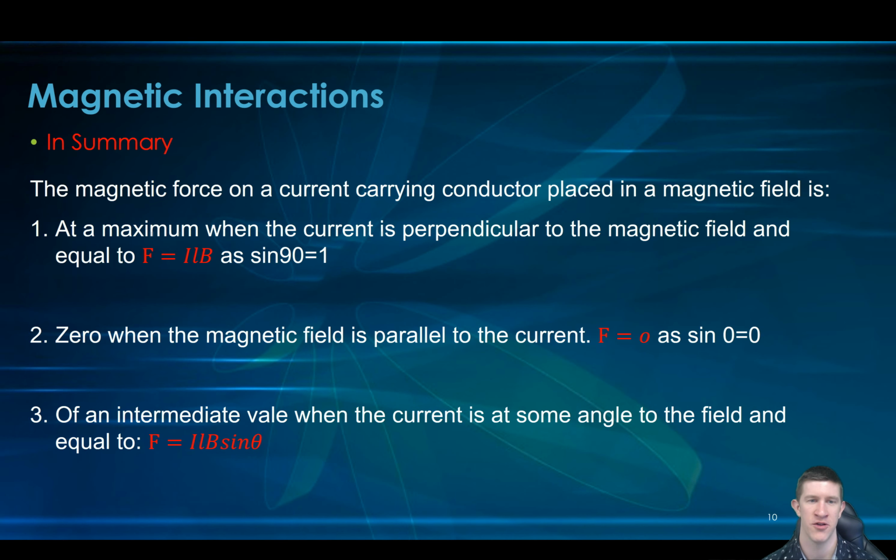So in summary so far on the magnetic interactions, the magnetic force on a current carrying conductor placed in a magnetic field is at a maximum when the current is perpendicular to the field, and it's equal to F equals ILB, because that sine theta has become 1. It's 0 when the magnetic field is parallel to the current, because F equals 0 as the sine theta equals 0. And at any intermediate value, when the current is at some angle to the field, it's given by F equals ILB sine theta. As long as you remember this formula, it's easy to figure out what else is happening, because you can work out that sine theta is 0 and sine theta is 1 at 90 degrees and 0 degrees.